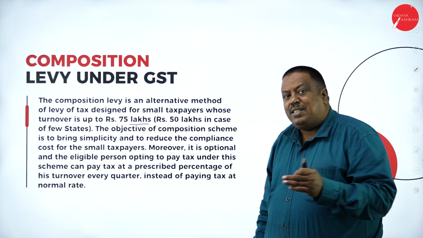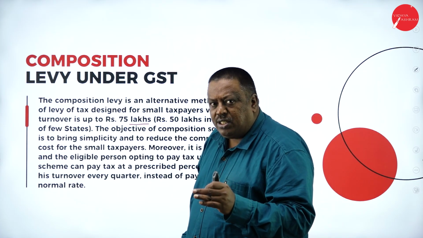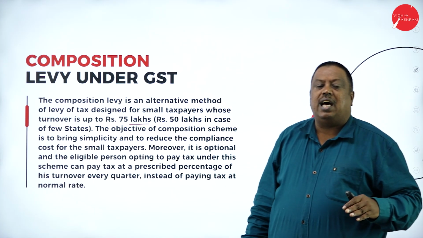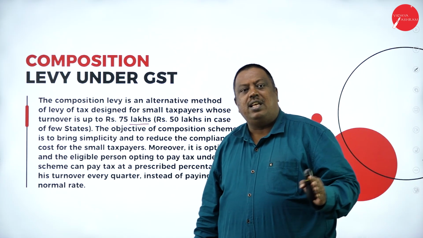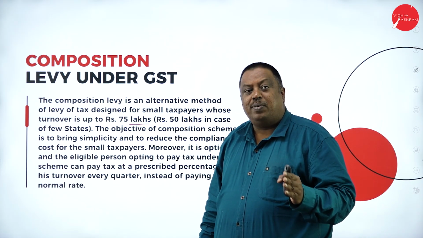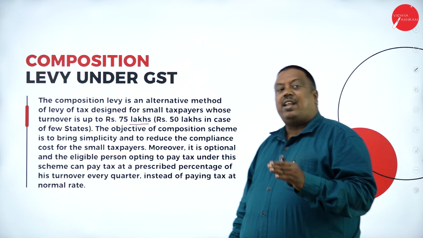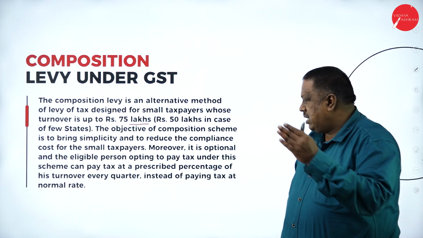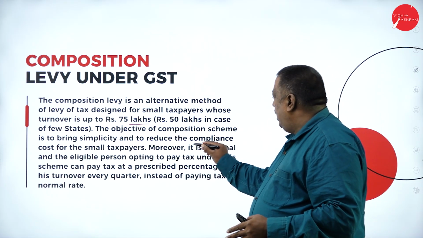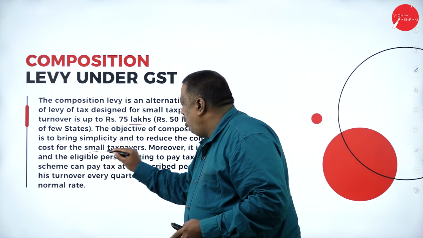If any business opts for the composition scheme, they will not get other benefits like input tax credit. This benefit will not be given to small businesses that opt for the composition scheme, because the rate of the composition scheme is very low compared to other rates. So it reduces the compliance cost for all small taxpayers.